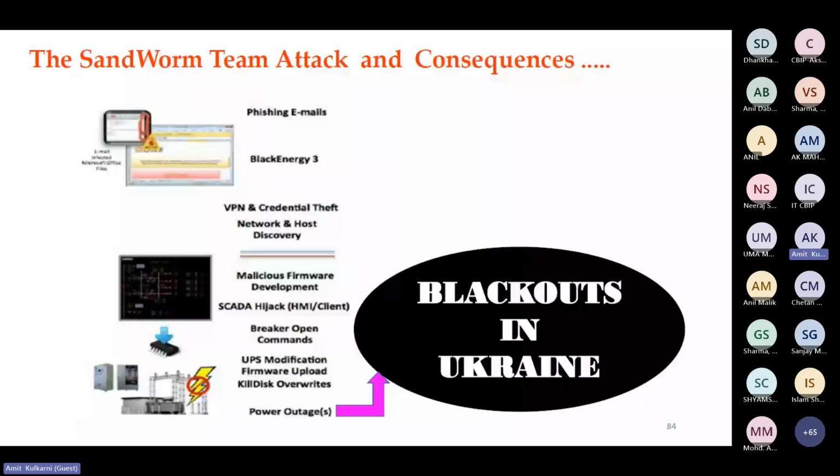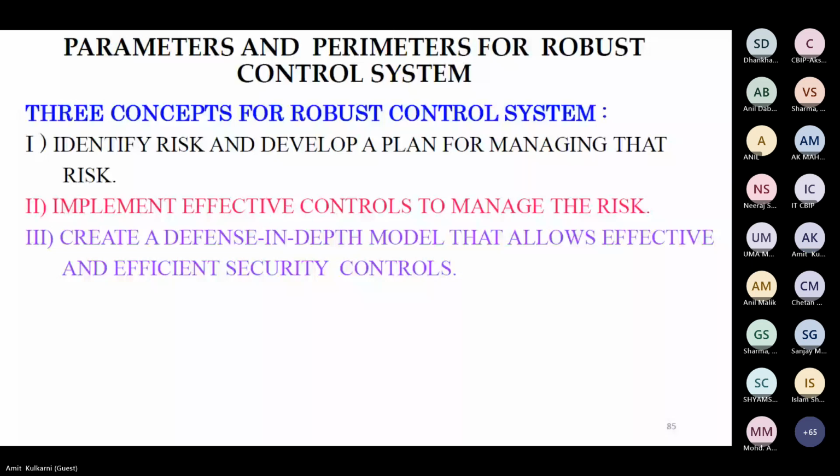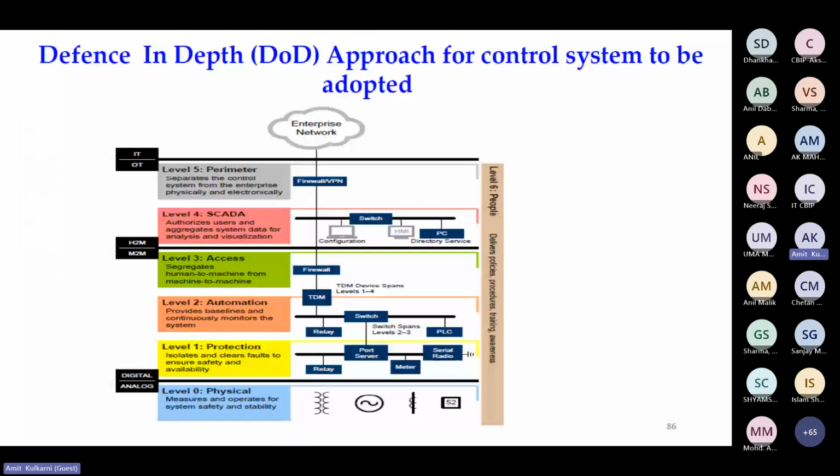So what are the parameters and perimeters for this? We should have a robust control system, identify risks and develop a plan for it. In general, I'm talking about implementing effective controls to manage risk, having defense in depth. So what is actually the defense in depth approach which we can have in general? It's a layered approach.